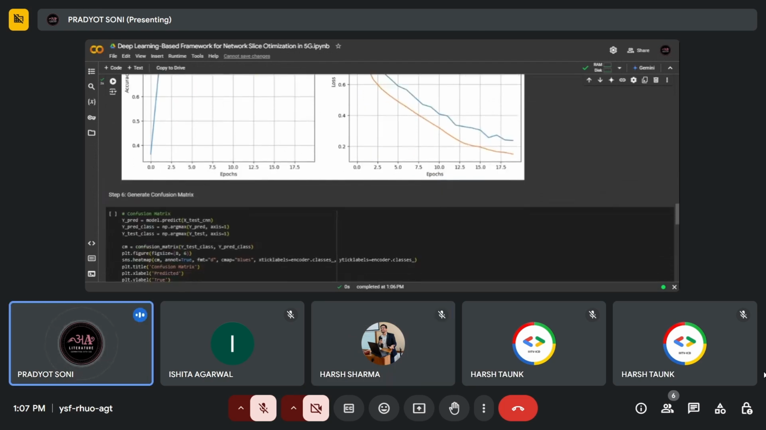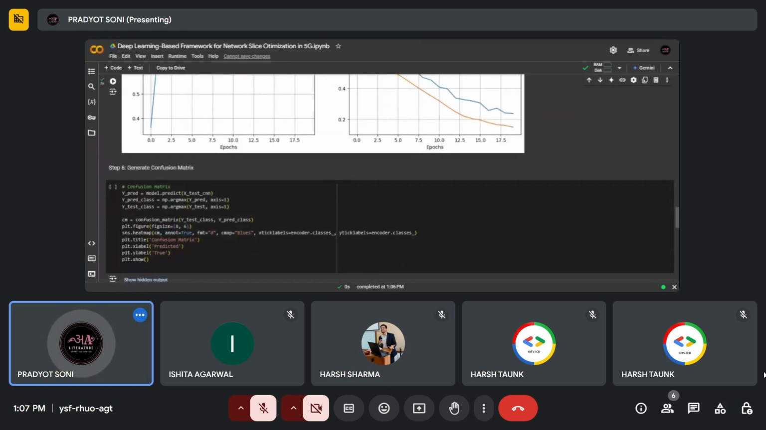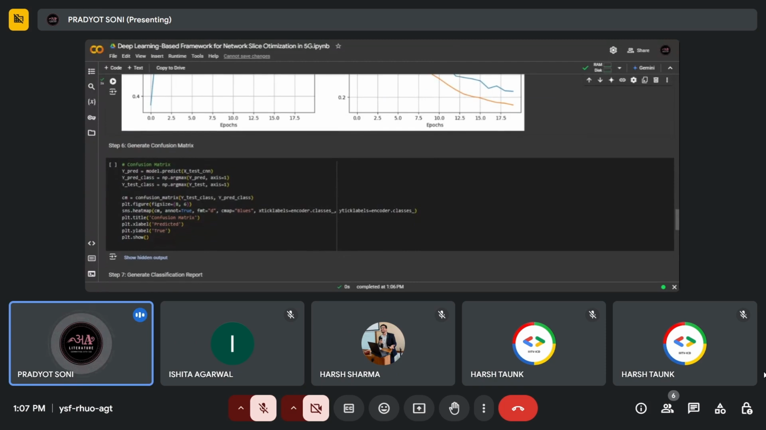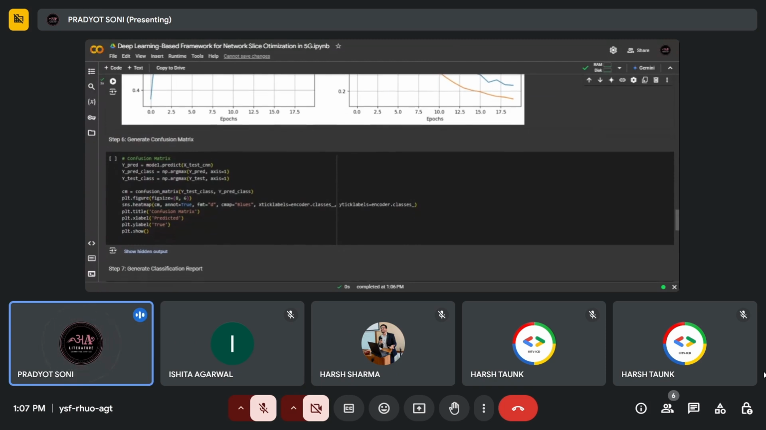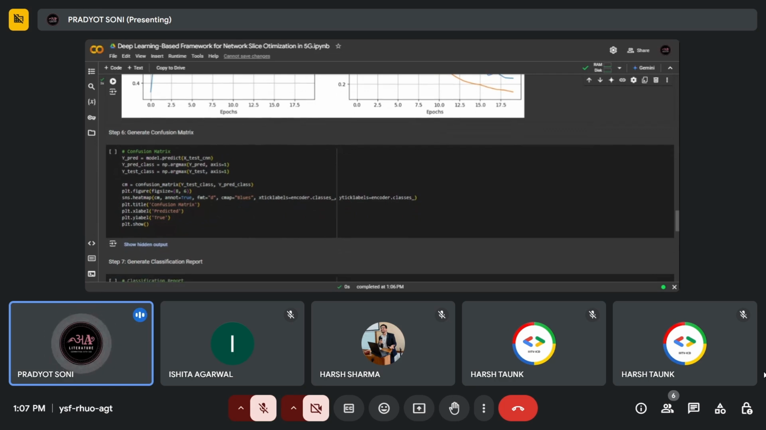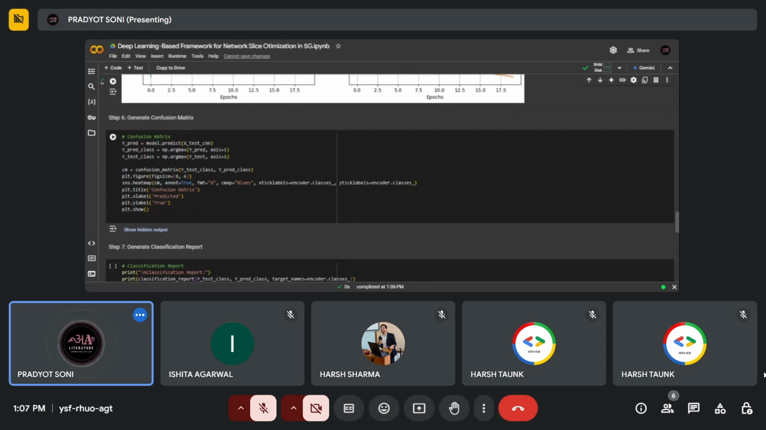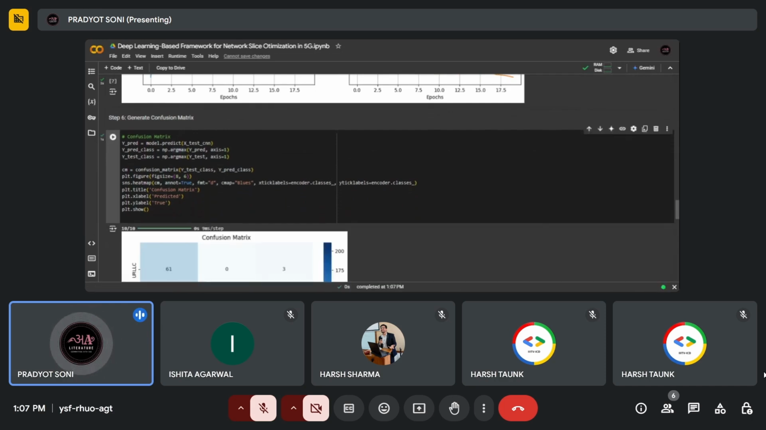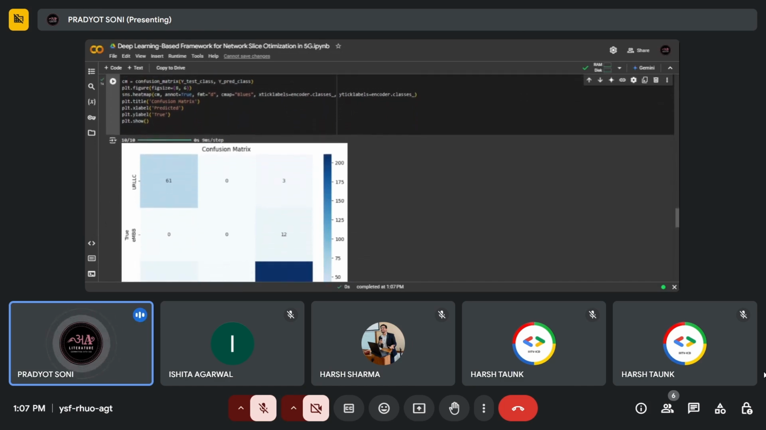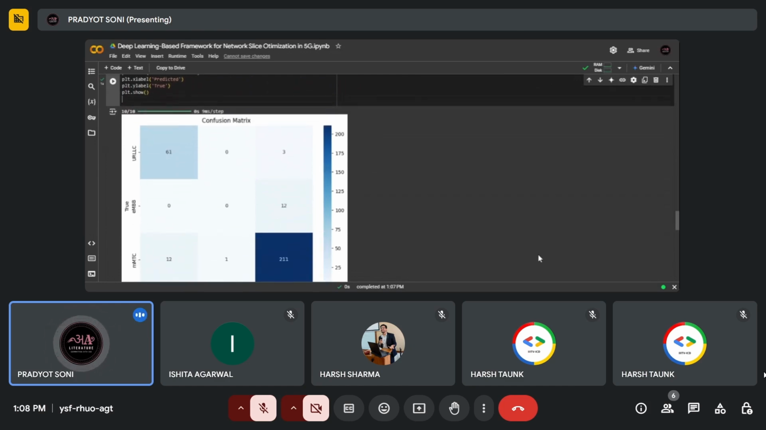So after this, training the model. After training, we evaluated the model using metrics like accuracy, confusion matrix, and classification report. The confusion matrix provided insights into how well the model predicted each network slice. We also plotted the ROC curve for each slice, which we'll see later. So this is the confusion matrix that we got.